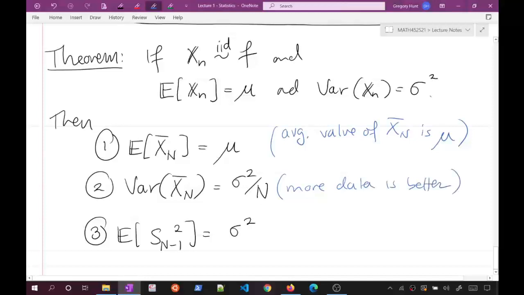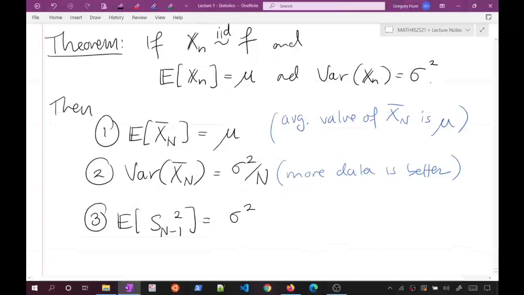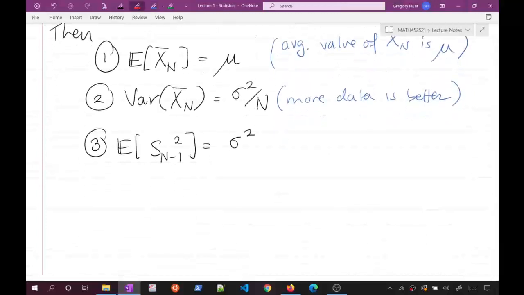This is saying that more data is better. We all have this kind of intuition that if I want to figure something out, more data is better. Why? Well, here's a reason. If I want to estimate the mean with the arithmetic mean, I'm going to get a tighter sampling distribution, more collapsed around the mean, if I have more data.